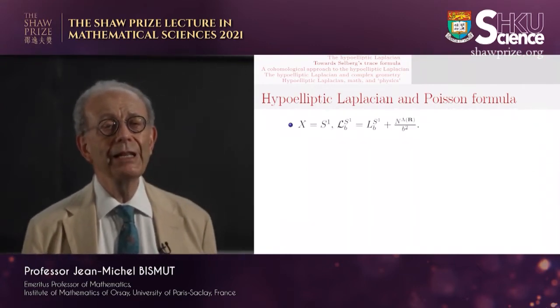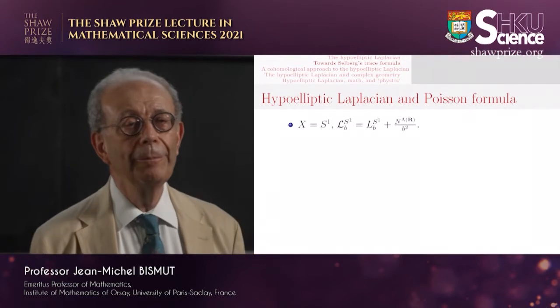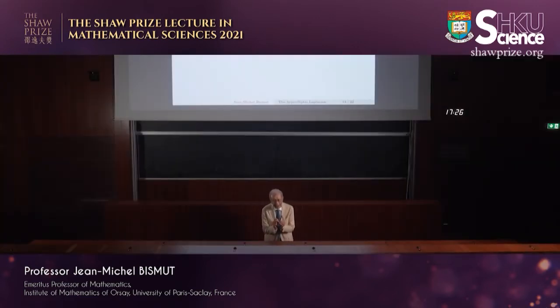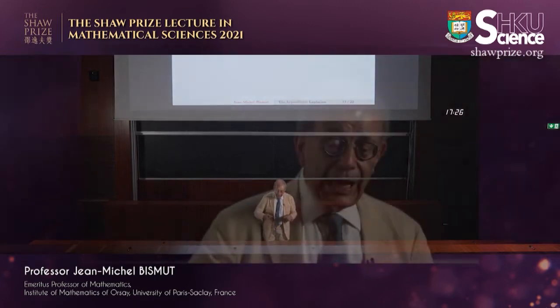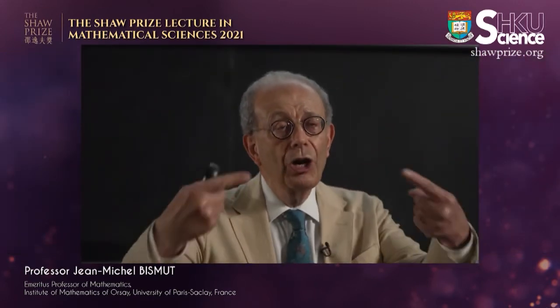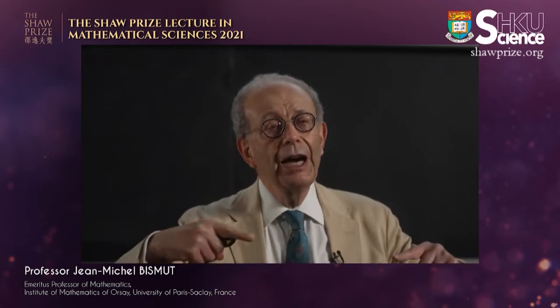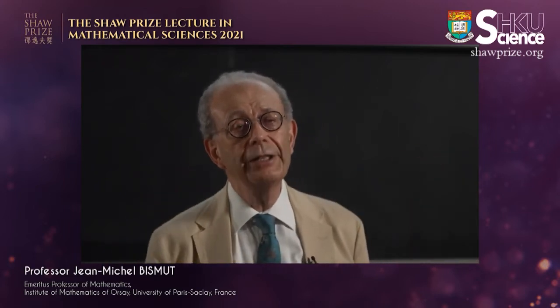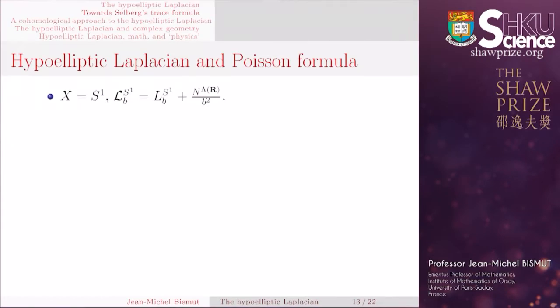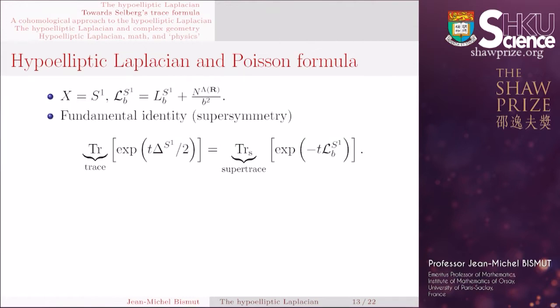So, hypoelliptic Laplacian and Poisson formula. I will just slightly modify my hypoelliptic operator LBS1. I will make it act now on 2 copies. Instead of having just one, I introduce 2 copies of the same operator with a shifting matrix N, which is either 0 or 1.